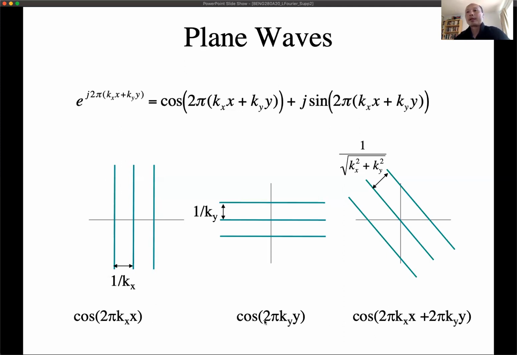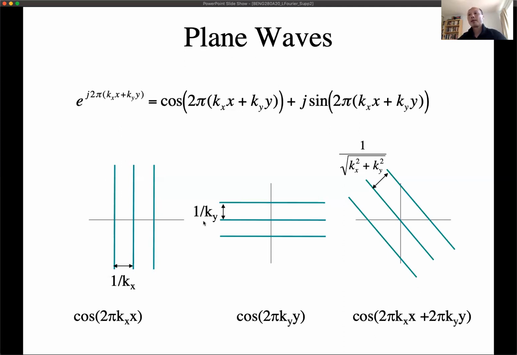Similarly, we can look at cosine 2 pi ky y. In this case, we're assuming kx is equal to 0. And so there's no variation along the x-axis. All the variation is along the y-axis. And the period of these oscillations is 1 over ky.